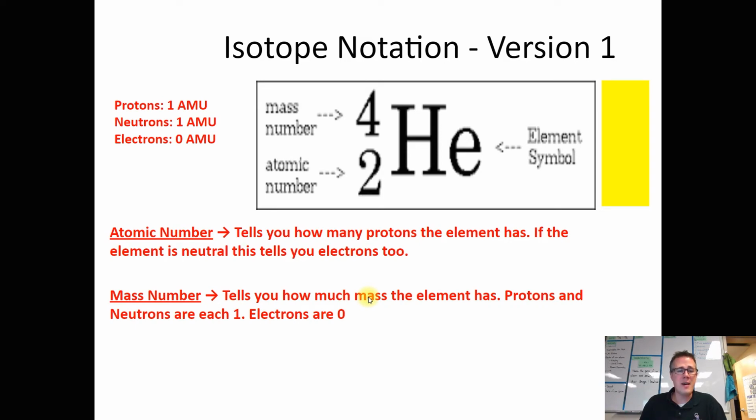So the number on top tells us how much mass this atom has. Remember, protons and neutrons are each only 1 AMU. So if this helium has a mass of 4, and we know it has 2 protons, the 2 that are missing have to be neutrons. So 4 minus 2 is going to tell us our neutrons. So we have 2 protons because of the atomic number, 2 neutrons because 4 minus 2, and 2 electrons because it's neutral. Pause this video if you need to record any notes.